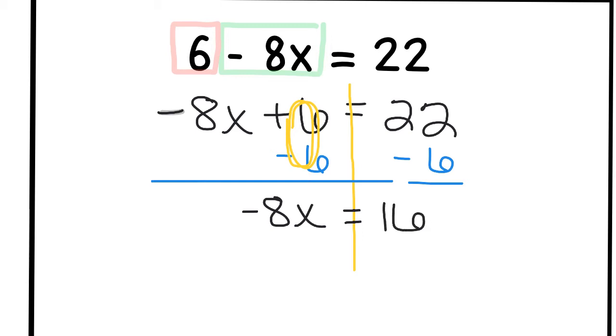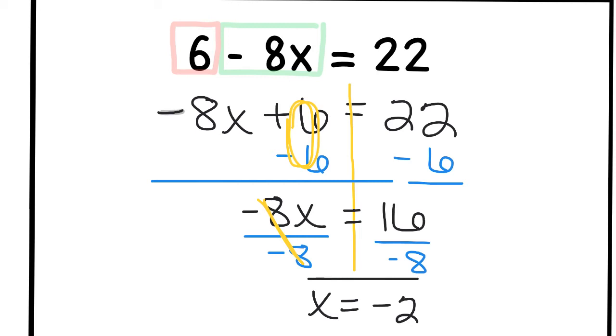Now I'm going to undo the multiplication and be careful to keep my negatives straight. Negative 8 times x, so I'm going to divide by negative 8. And I have to do that to both sides of the problem. When I do that, negative 8 over negative 8 divides out to 1, leaving me with the x, and that's equal to 16 divided by negative 8. 16 divided by negative 8 is negative 2.